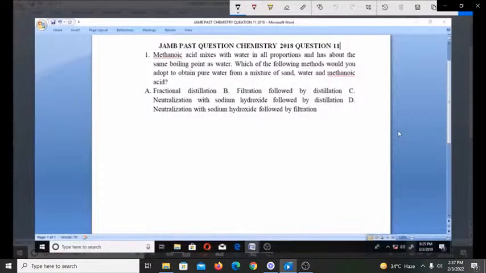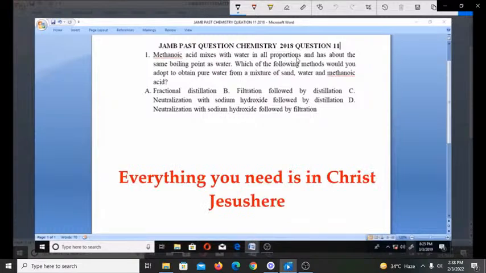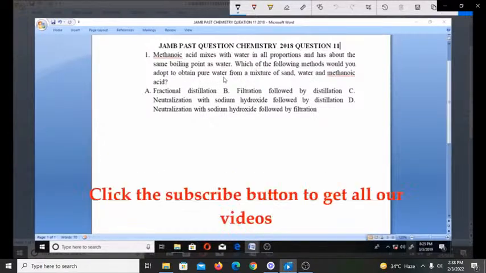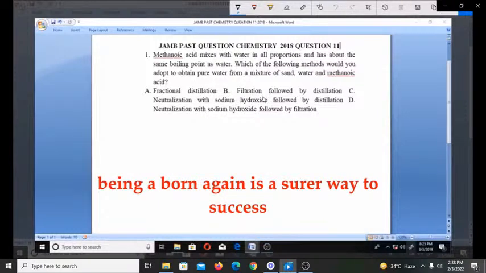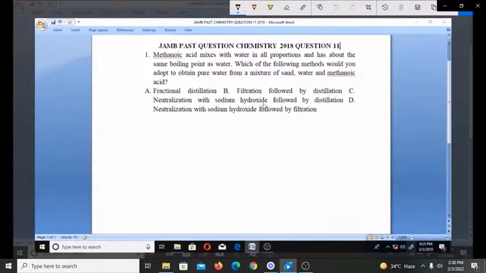Now let's look at this question number 11 for JAMB past question chemistry 2018. Methanoic acid mixes with water in all proportions and has about the same boiling point as water. Which of the following methods would you adopt to obtain pure water from a mixture of sand, water, and methanoic acid? A. Fractional distillation. B. Filtration followed by distillation. C. Neutralization with sodium hydroxide followed by distillation. D. Neutralization with sodium hydroxide followed by filtration.